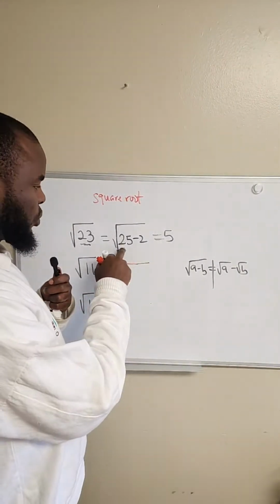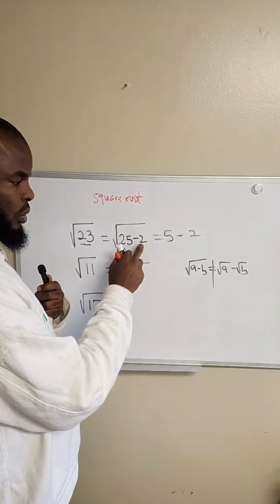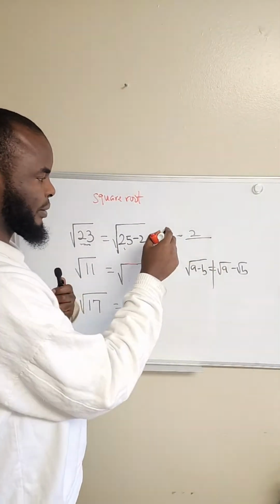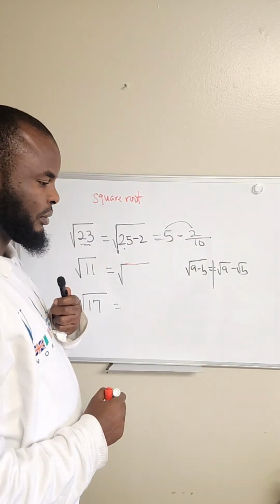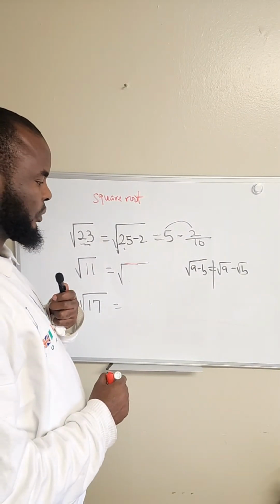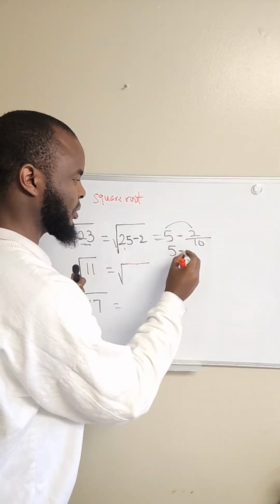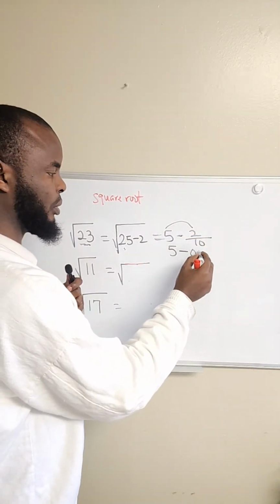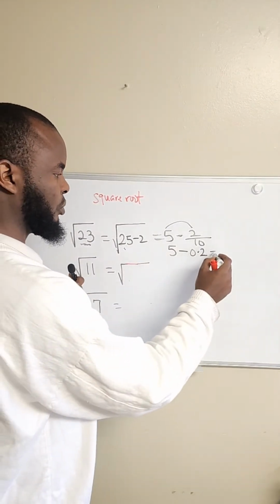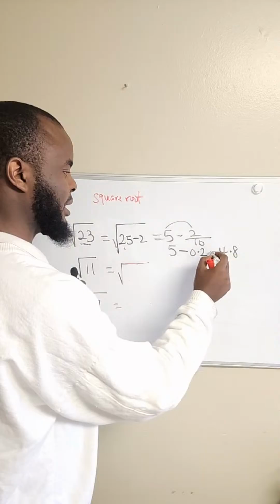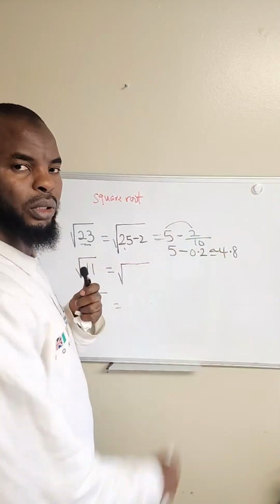Now, the square root of 25 is 5, minus these 2 divided by 5 times 2, which is 10. Can you see that? 5 times 2 is 10. So simplifying this further, you have 2 over 10, which is 0.2. 5 minus 0.2 is going to give you 4.8. So the square root of 23 is approximately 4.8.